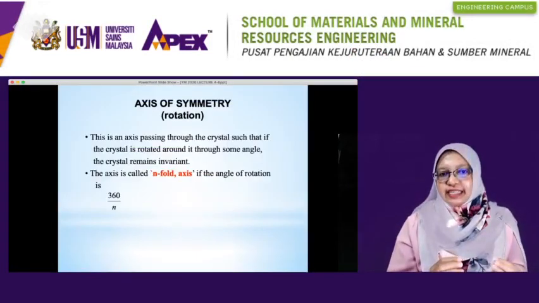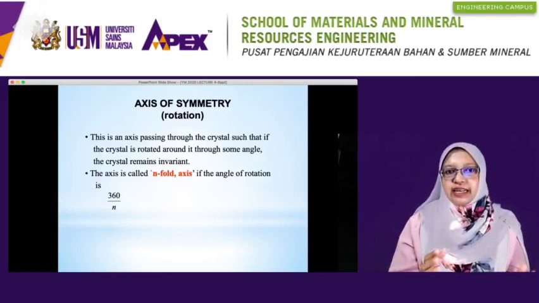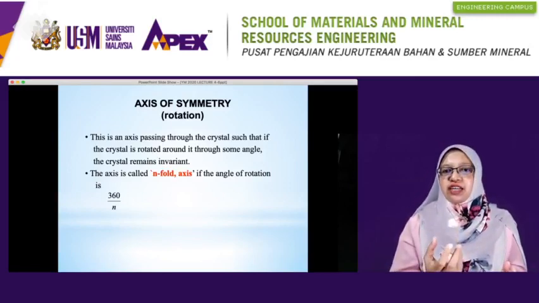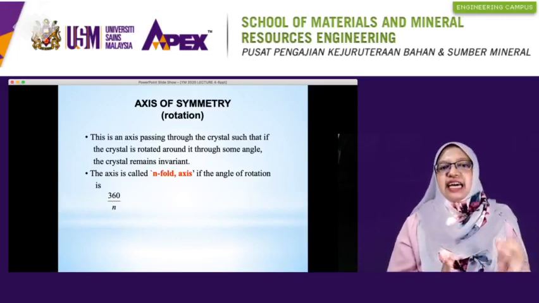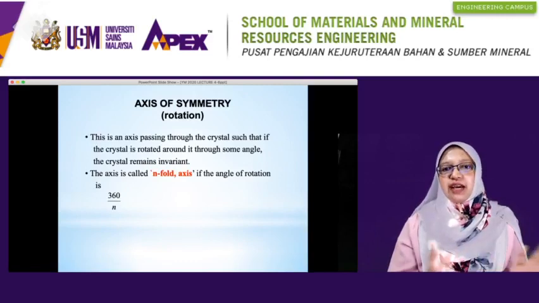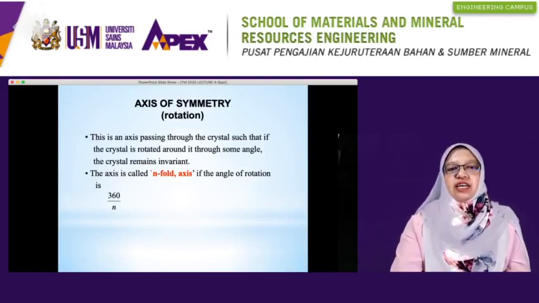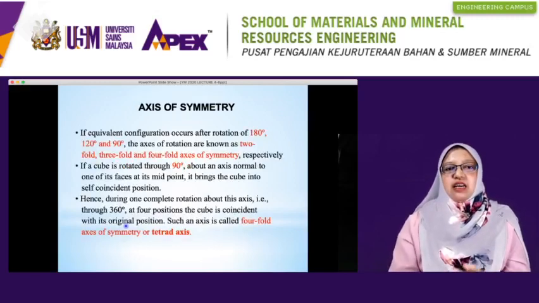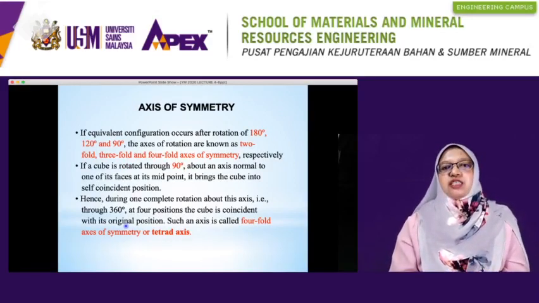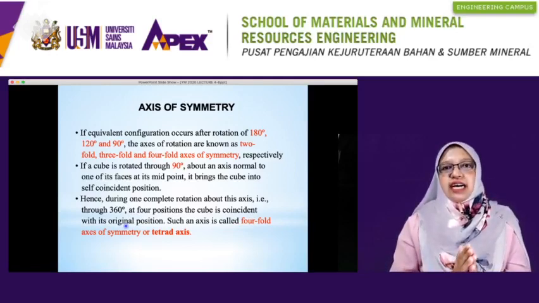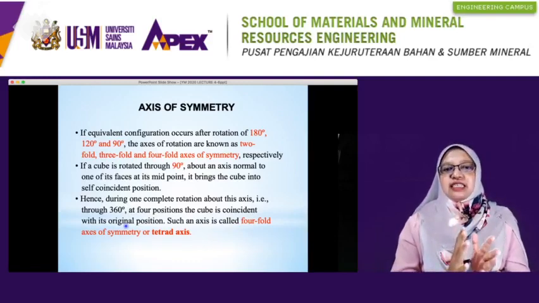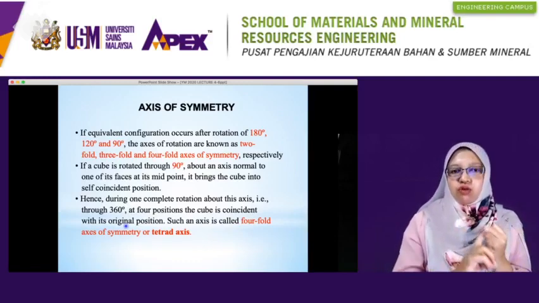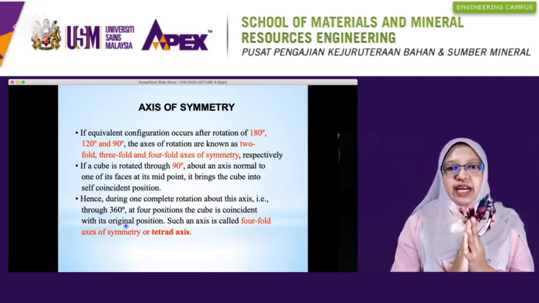This is an axis passing through the crystal such that if the crystal is rotated around it through some angle, the crystal remains invariant. The axis is called n-fold axis if the angle of rotation is 360 divided by n. If equivalent configuration occurs after rotation of 180, 120, and 90 degrees, the axes of rotation are known as two-fold, three-fold, and four-fold axis of symmetry.